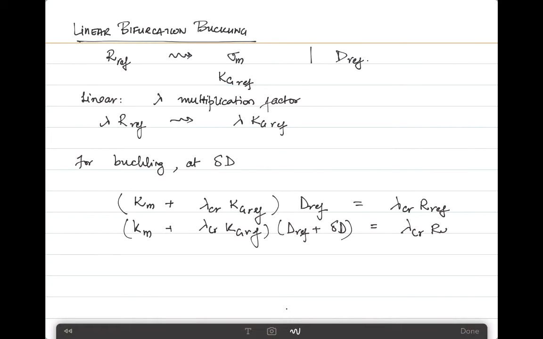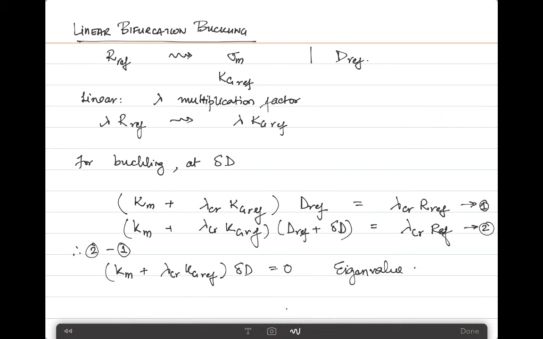However, the reference load does not change, because it is when the external load has no change that equilibrium is lost. So if I write the first equation as 1 and this as 2, then 2 minus 1 gives me Km plus lambda critical of Kg ref, times delta D, is equal to 0. Now this is very simply an eigenvalue problem, and we have seen this before when we solved this problem using the energy-based method for column buckling.